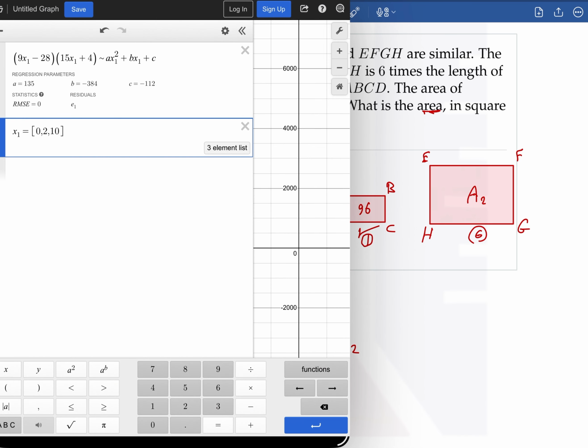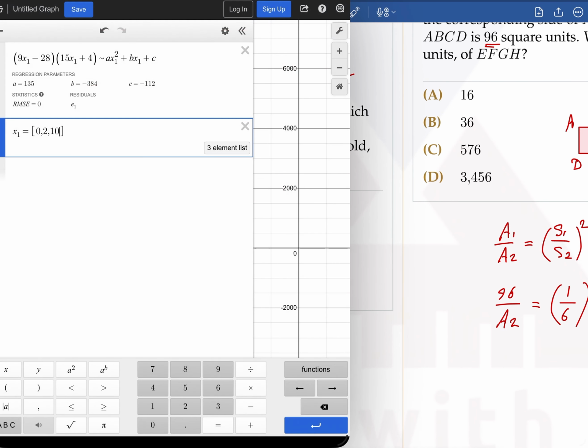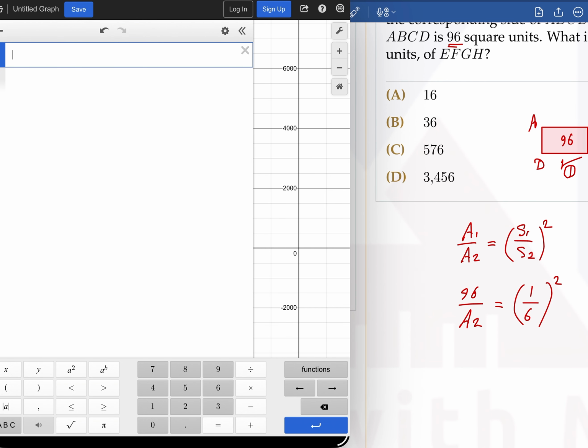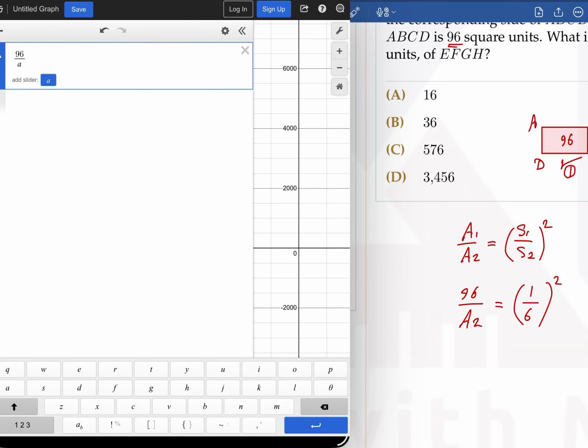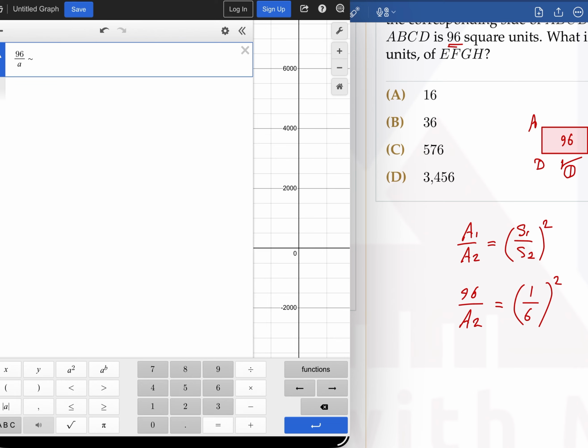And now we can obtain everything. You can get the value of A2 by Desmos or by using your calculator. Just make the fraction bar, and in the numerator write 96. In the denominator we write A2. Just write A, or yeah, any letter like A. Instead of equal, write tilde sign, because we are talking about something related to a letter inside an equation. And then a pair of parentheses like these, write an exponent 2, and inside the parentheses make 1 over 6. And now we get the value of A, which is 3,456. As you can see, this is letter D. That's how to calculate this.